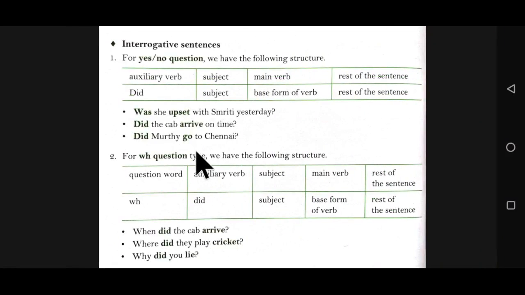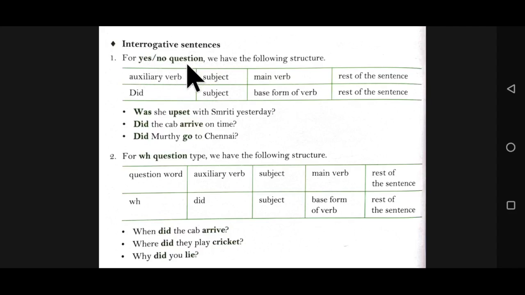Now next comes the structure for interrogative sentence in simple past tense. Now interrogative sentences can be of two types, students, you should remember. First is yes or no questions, and second is WH questions. So what are yes or no questions? You should know this. When the answer of any question comes in yes or no, then such types of questions are known as yes or no questions, and the other type of question is WH questions.